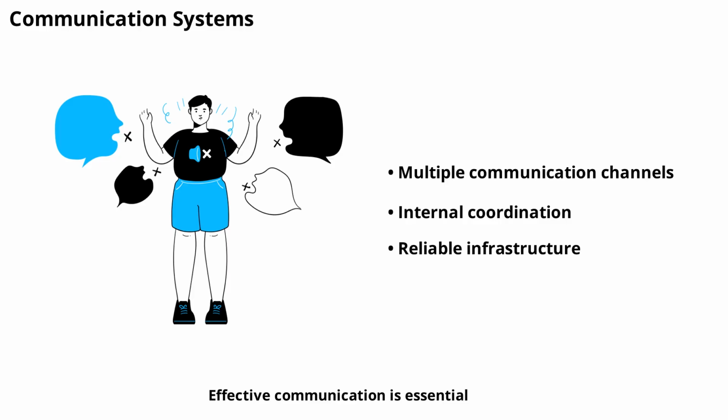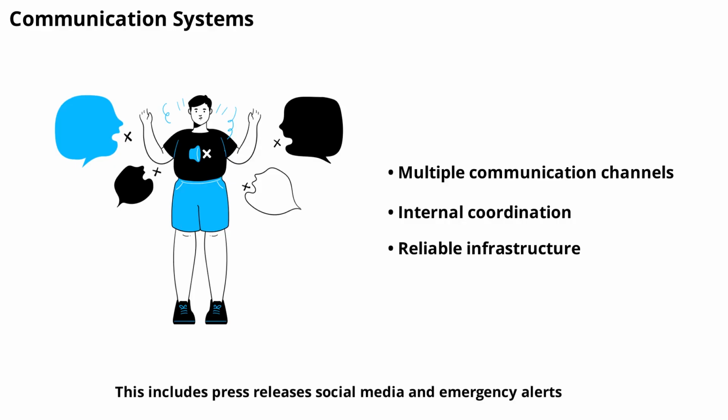Effective communication is essential for maintaining government systems. Governments use a variety of channels to share information with citizens and coordinate internally. This includes press releases, social media, and emergency alerts. Investing in reliable communication infrastructure ensures that information flows smoothly, especially during critical times.